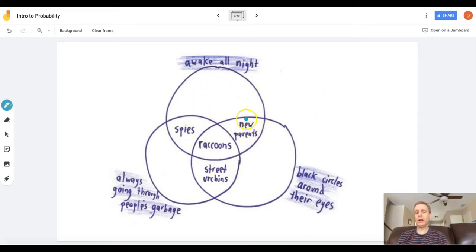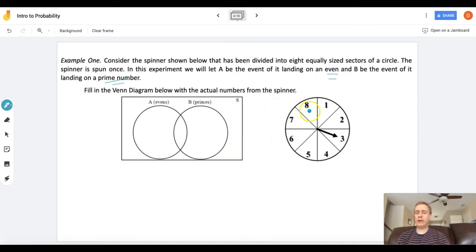because new parents, because they have young kids and babies, may be up all night. They're probably going to be awake all night, so you'd want to consider them as part of the circle here. But also perhaps because they're up all night, they might have black circles around their eyes as well. So when we place this outcome in our Venn diagram, we have to make sure that we place it in the right spot. If we place new parents over here, that would mean that they are up all night, but they wouldn't have black circles around their eyes, which is probably going to be the case for a lot of new parents.